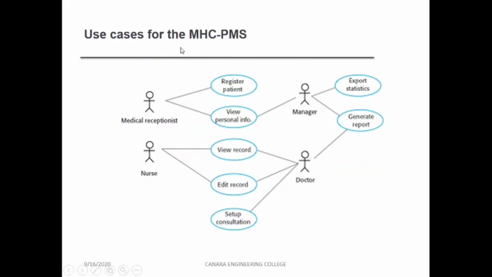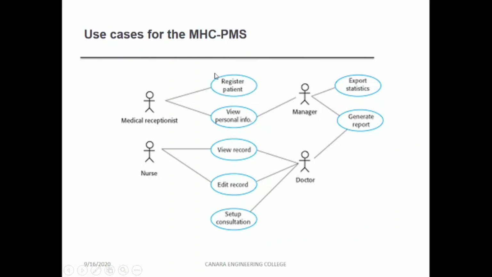So here is one example, the mental health care patient management system. Here you can see the medical receptionist, nurse, doctor and manager, and we call these four actors, and these are all the subsystems. When a patient enters the hospital, the medical receptionist registers the patient. So in register patient you have so many sub models.